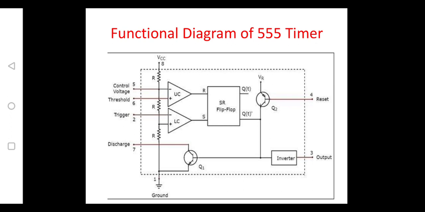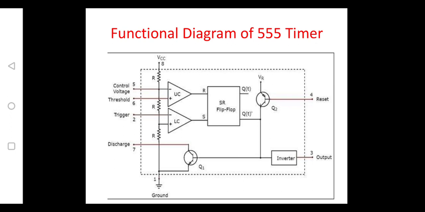Similarly, in order to make the lower comparator equivalent to 1, the corresponding voltage should be less than 1 by 3 of VCC. So the trigger value should be less than 1 by 3 VCC and the control voltage should be greater than 2 by 3 VCC.